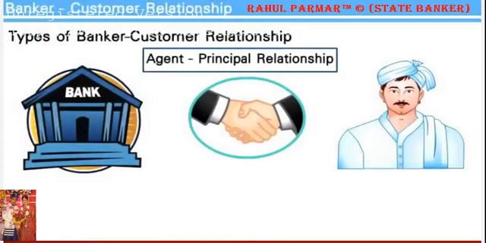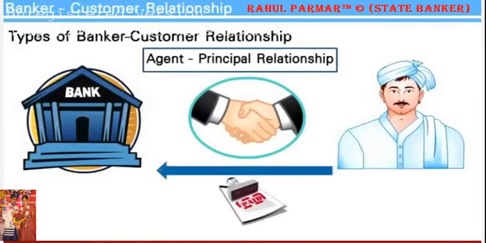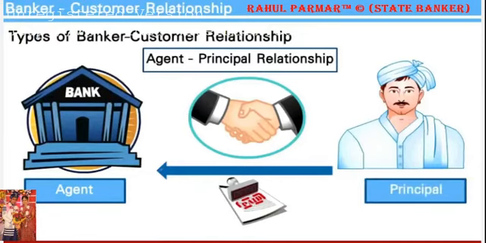Agent-principal relationship. This relationship is formed when a customer utilizes the special services like electricity bill payment, tax payment, credit card bill payment, insurance premium payment, etc. So in this case, bank becomes agent who collects the payment from customer and pays to the service provider, and customer becomes principal.